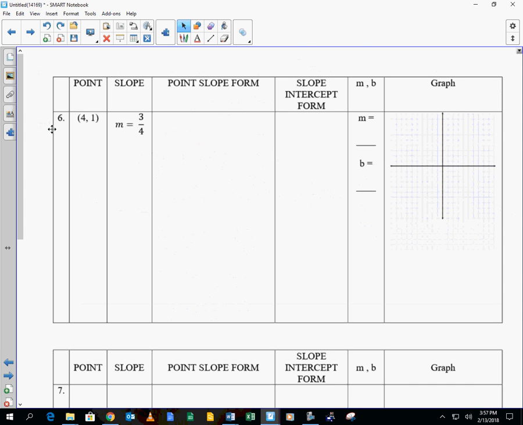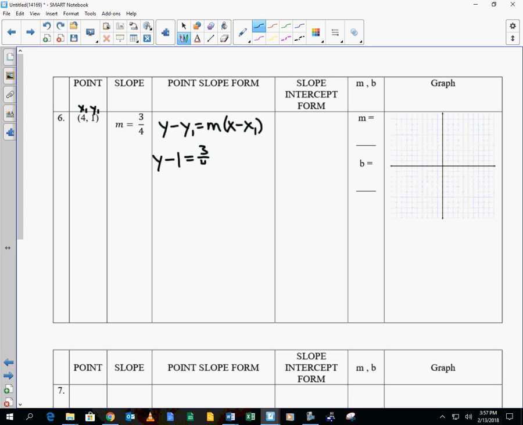Okay? And so we start with the point-slope form. y minus y1 equals m times x minus x1. This is x1, this is y1, and we go to work. y minus 1 equals 3 over 4 times x minus 4. And there we have it. That's our equation in point-slope form. Now that we have that, let's turn it into slope-intercept form.